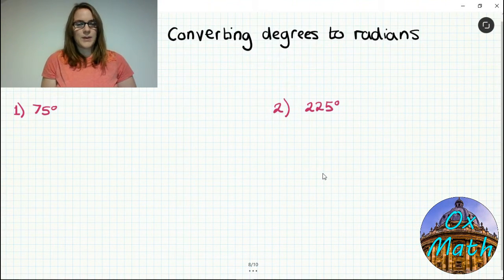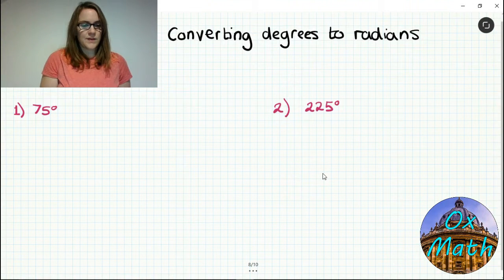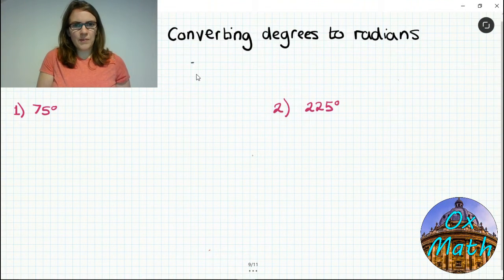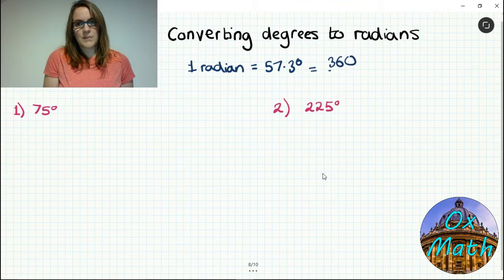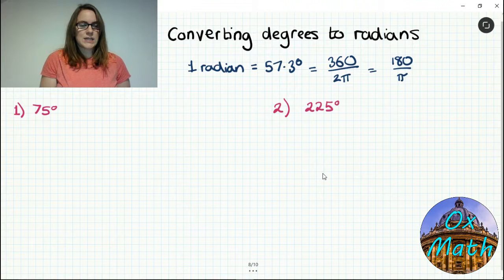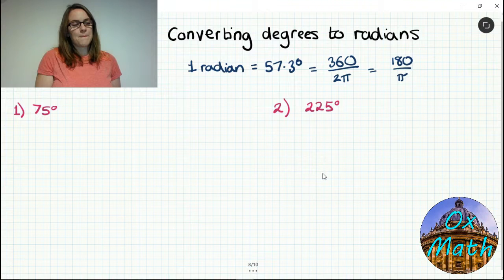Let's have a look then at how we can go the other way, and how, if we've got degrees, we can convert that into radians. So in this example, what is 75 degrees in radians? Well, remember, we know that 1 radian is equal to 57.3 degrees, which is not our accurate answer. Our accurate answer is to keep it as 360 over 2 pi, or 180 over pi. So when we know what 1 radian is, we can then work out what any number of radians are, or how many radians fit into so many degrees.